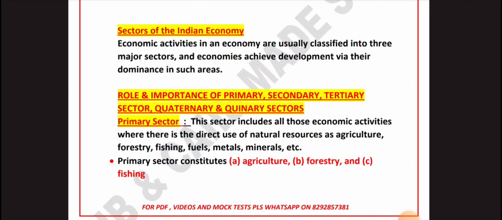The third thing is fishing. Fishing is another primary sector activity that involves catching fish and other aquatic organisms from rivers, lakes and oceans. It includes activities like using nets, fishing rods or boats to catch fish. So you can see the primary sector constitutes three important sectors: agriculture, forestry and fishing.